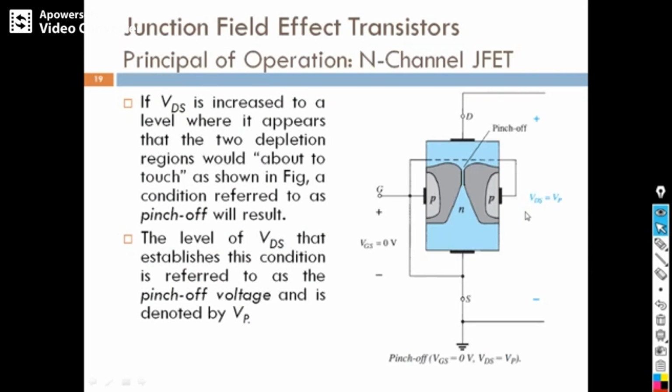In the diagram you can see, as you increase VDS, both depletion regions at the drain will touch. You may ask why it is not touching here. It is because this end is more reverse biased than this end. This end is normally at 0 potential, but this end is at larger reverse bias. So our depletion region size will increase, and this will block the flow of electrons, and current will get reduced and will be saturated. You can see this, and this condition is called pinch off.